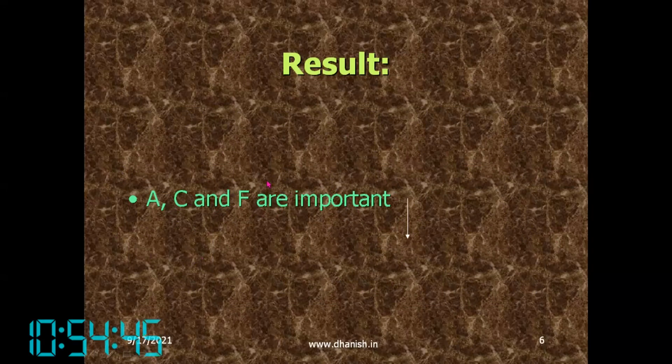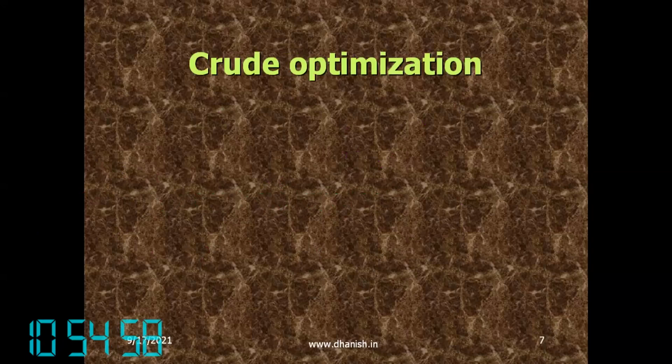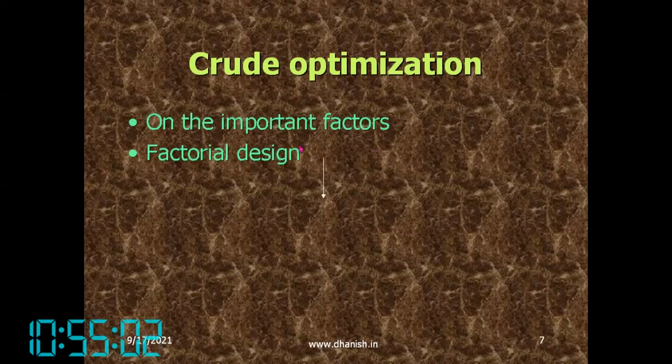So if 3 variables can be used to predict up to 90% of the response, that is good enough. So that's why we choose the first 3 factors as the most important ones and do a detailed study on these 3 factors. So the type of design chosen for that is a factorial design. Factorial design means all possible combinations. So we start with 2 levels for each factor.